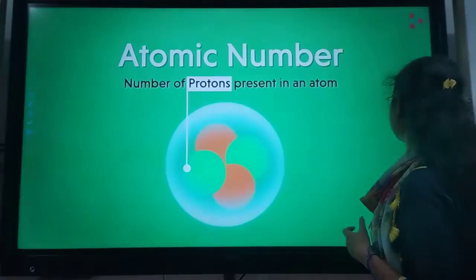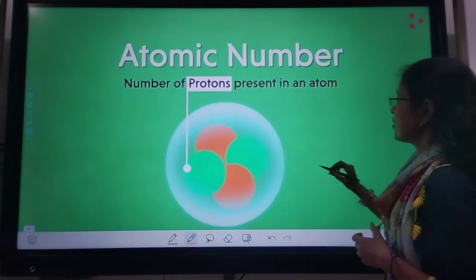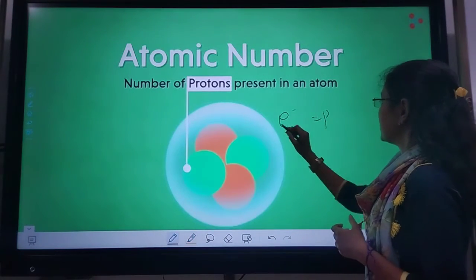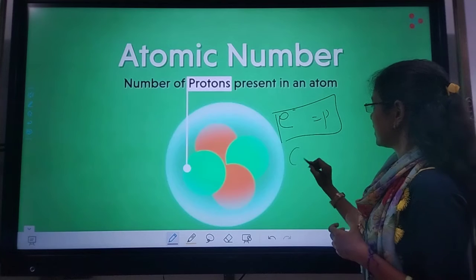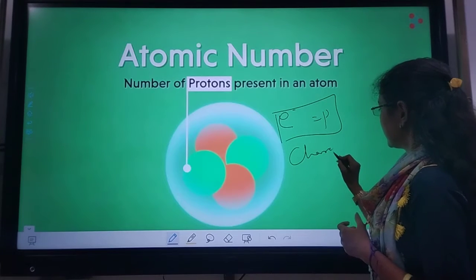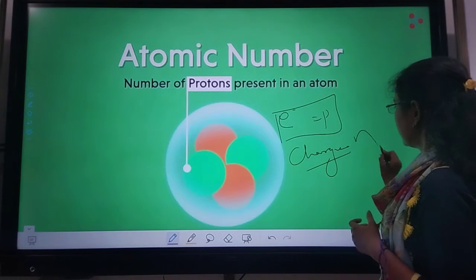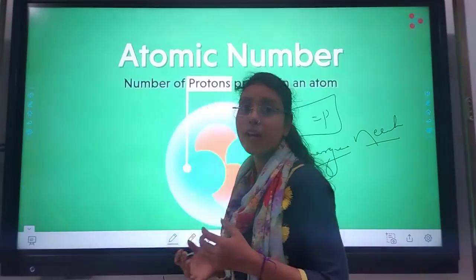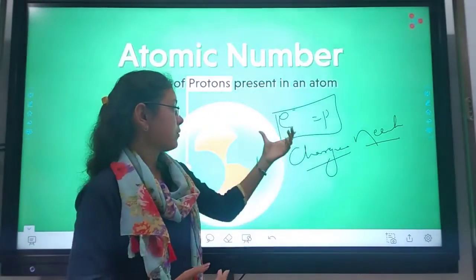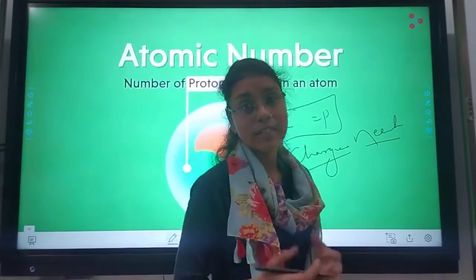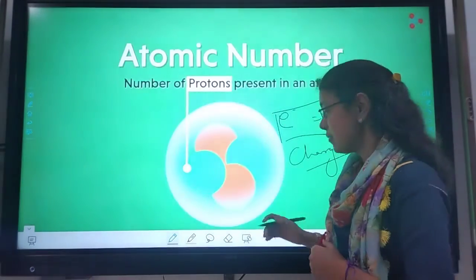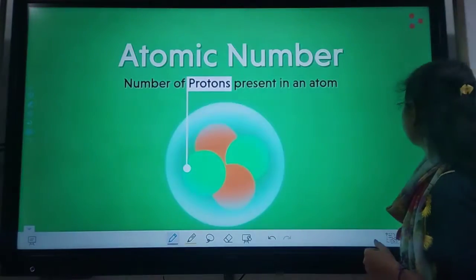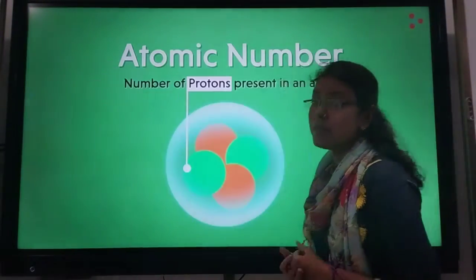That's why we say that the charge of an atom is neutral, because the number of electrons is equal to the number of protons. Why can we say this? Because the number of electrons, or negative particles, is equal to the number of positive particles, right? Okay, so let's see what the atomic number says.